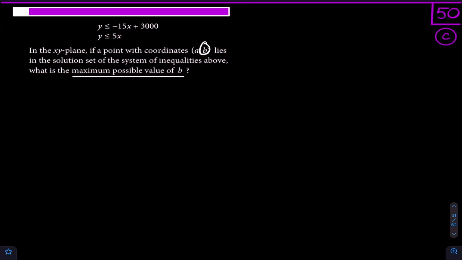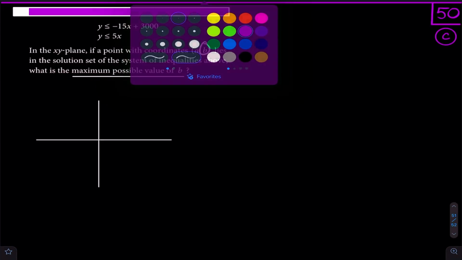But honestly, you don't even need a calculator to do this problem. And I'll show you why. You don't need an exact sketch of the graph. I'll just give one right here that'll give you enough information to solve the problem.